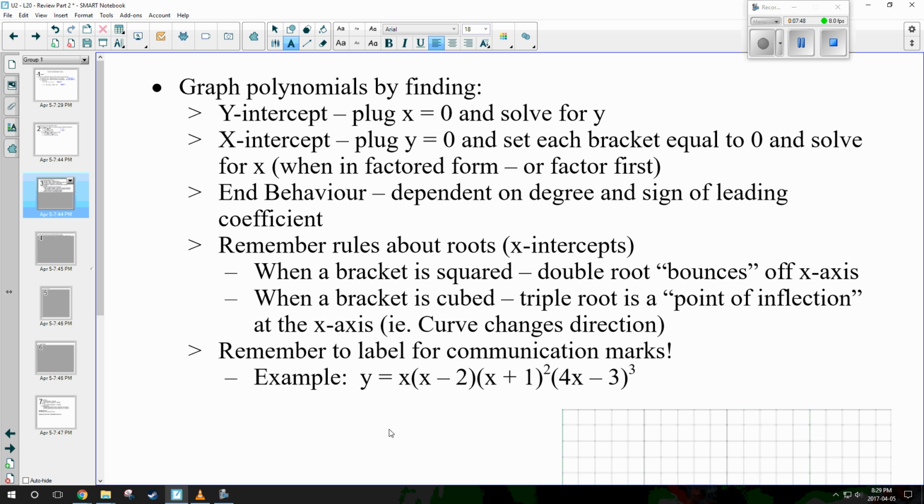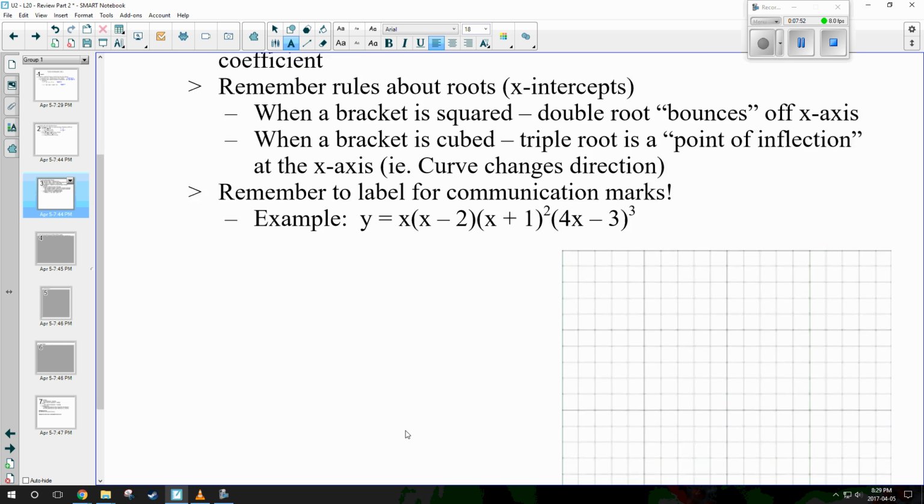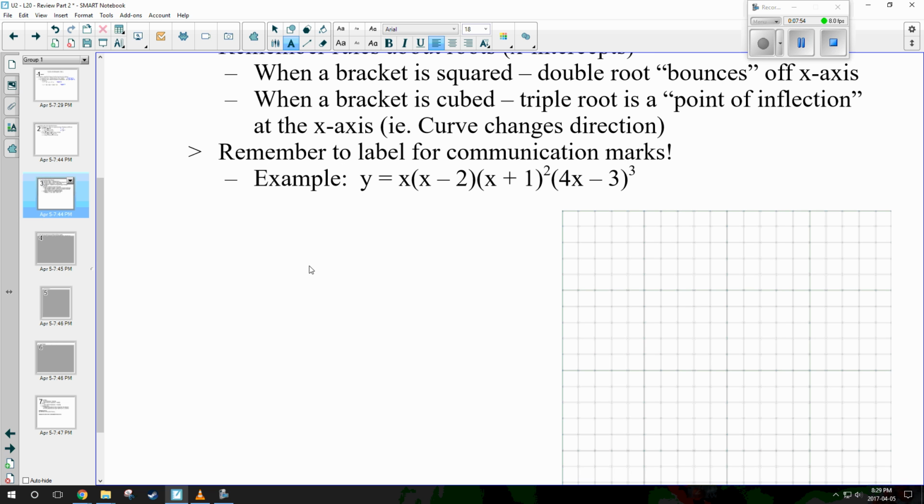Let's quickly take a look at an example of something that you might have to graph. So this is the equation here. It is in factored form, so we don't have to factor it, but we need to pull out the key information for us to be able to graph it. So let's do our x-intercepts first. Remember, for our x-intercepts, we take each piece and set it equal to 0.